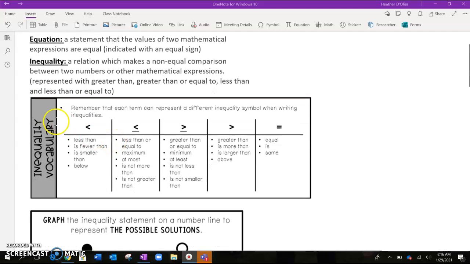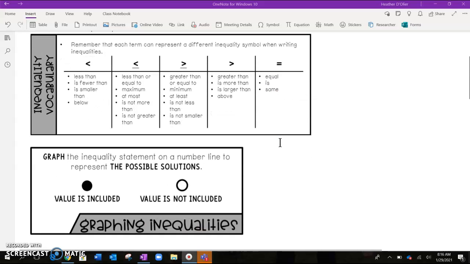All right, and we have words that kind of help us with this, right? This is a less than symbol, and these are all the words that it could go with: less than or equal to, greater than or equal to, greater than, and then our equal symbol. We're not going to use that today. But here, the filled in circle, we call it a closed circle. That means that the value is included, whereas this one means the value is not included.